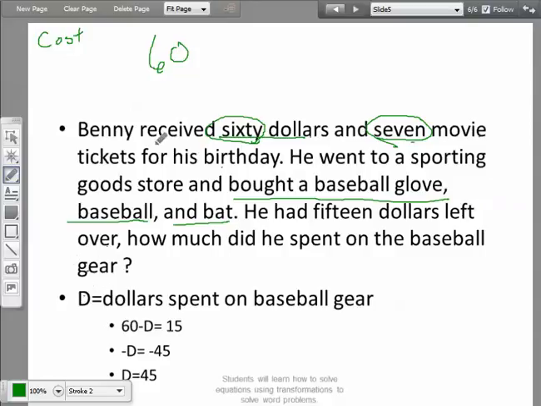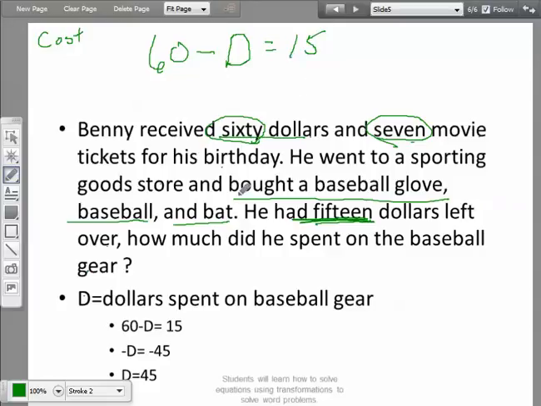Wait a second. How much did he spend on the baseball gear? Well, I'm going to let D, or dollars, be how much he spent. And if he spends money, you subtract it. If he made money, you would add it. So I'm going to subtract dollars from this. And that's going to be equal to $15. Because that's what he had left over. That's what he had in change, right?